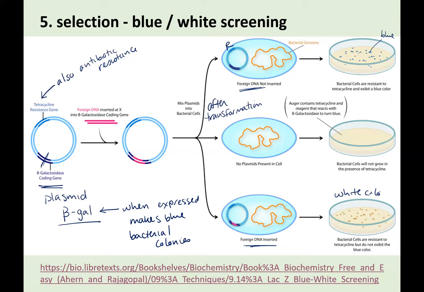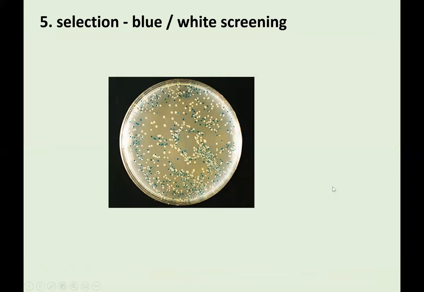And if the cell didn't take up the recombinant DNA at all, it's dead, right? No colonies, because it doesn't have the resistance gene. So what does that really look like? It looks like something like this. So you can see you've got blue and white colonies. And you're going to pick some of these white colonies, which should have your recombinant DNA.